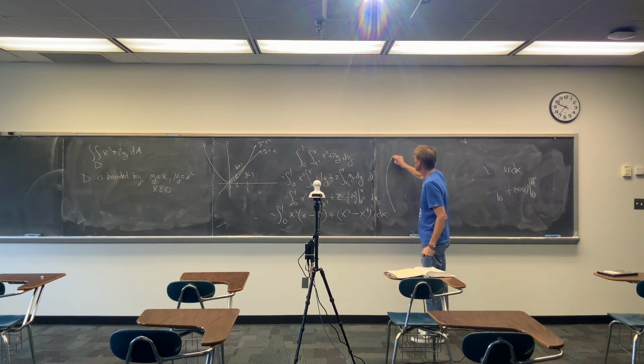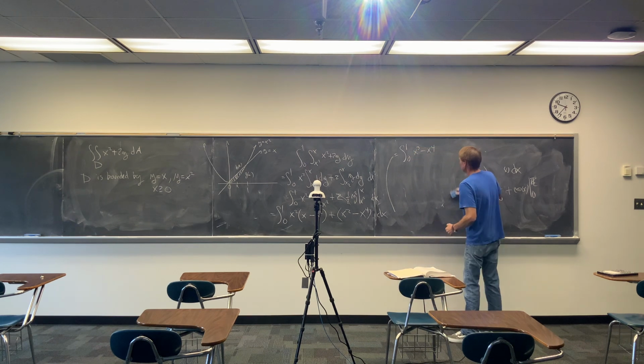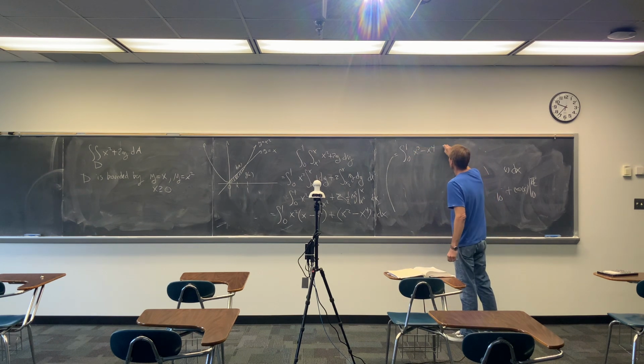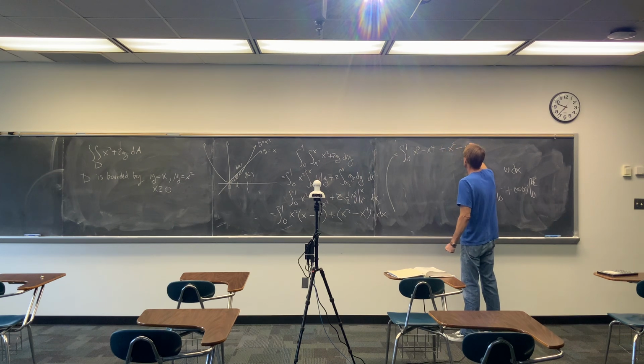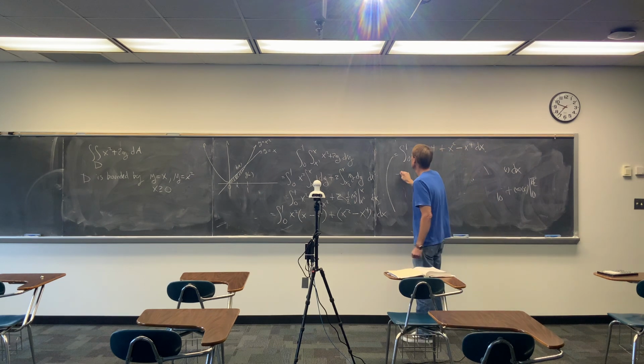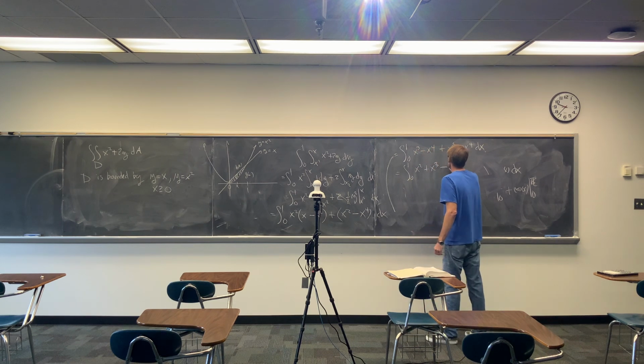Okay, then we'd be left with the integral from 0 to 1 of x cubed minus x to the 4th plus x squared minus x to the 4th dx, which is equal to the integral from 0 to 1 of x squared plus x cubed minus 2x to the 4th dx.